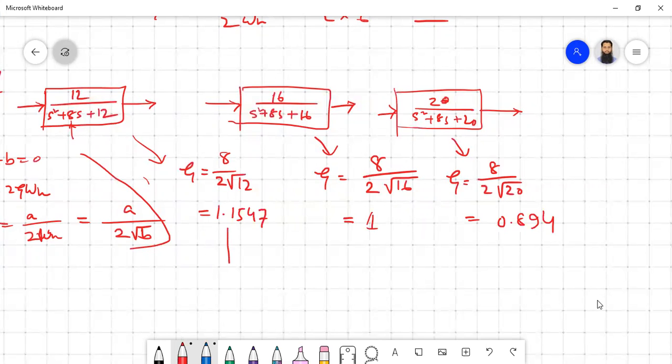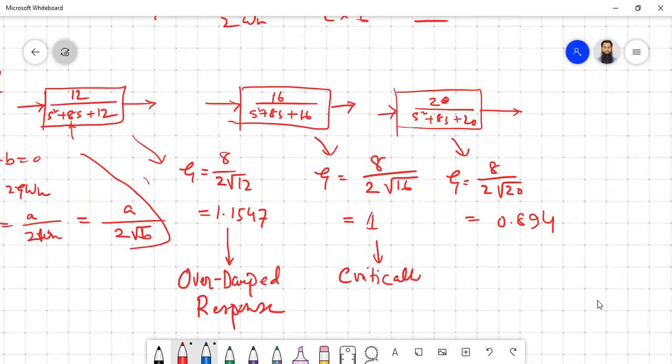Now, what type of system behavior are we expecting from this, the system's response? Definitely the first is greater than 1. Zeta value is greater than 1, so greater than 1 will give you an over damped response. This one is equal to 1, so both the roots will be the same. So basically this will be a critically damped response.